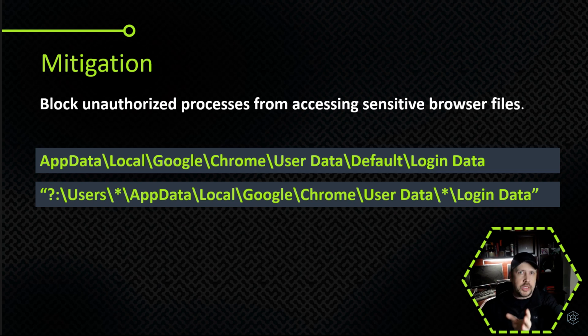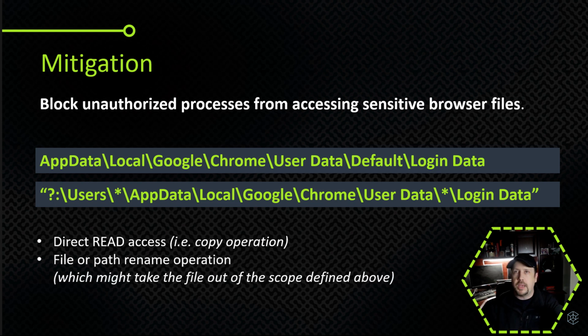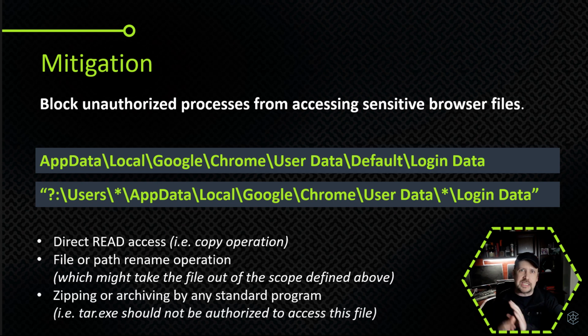So if you really want to protect it, you need to do a couple of things. You need to create this policy that implements wildcards as well, but also a couple other things. Again, you want to make sure that nothing can read it, but also you want to make sure it can't copy it, make sure you can't rename it or move the file, or even like zip it up. Compressing it might take it out of policies. So again, you only want the browser to read that file. That is it, okay?